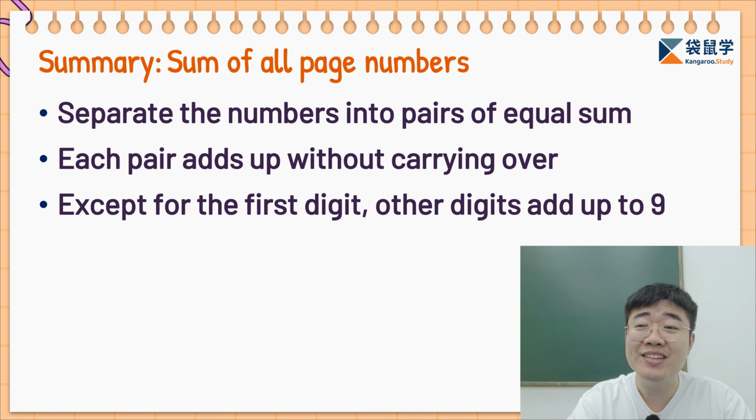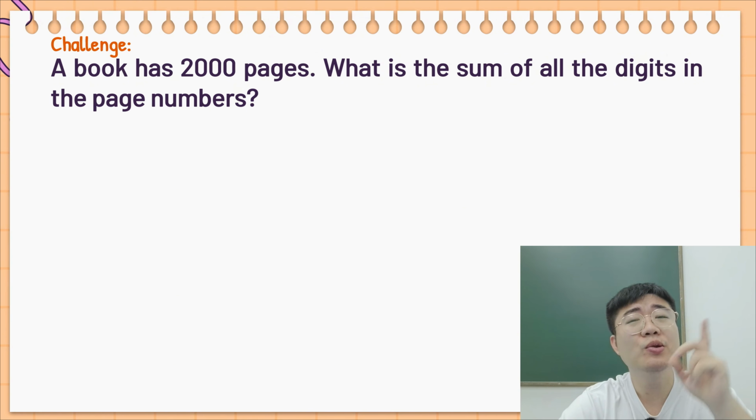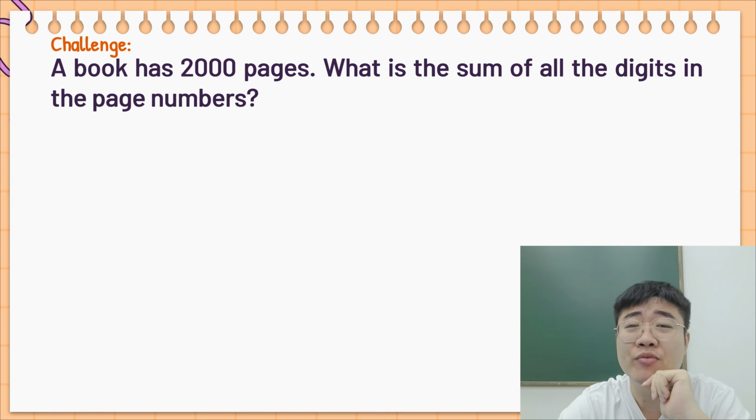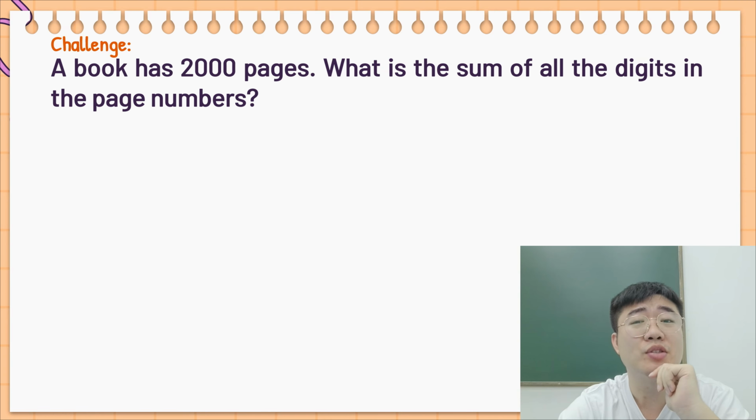So after understanding this, let's try the real challenge today. Now, if we have a book that has 2000 pages, what's the sum of all the digits in the page numbers here? So let's think. From our summary, we know that for every single digit, we have to make sure there is no carryover, and we make sure that the sum of digits is 9.